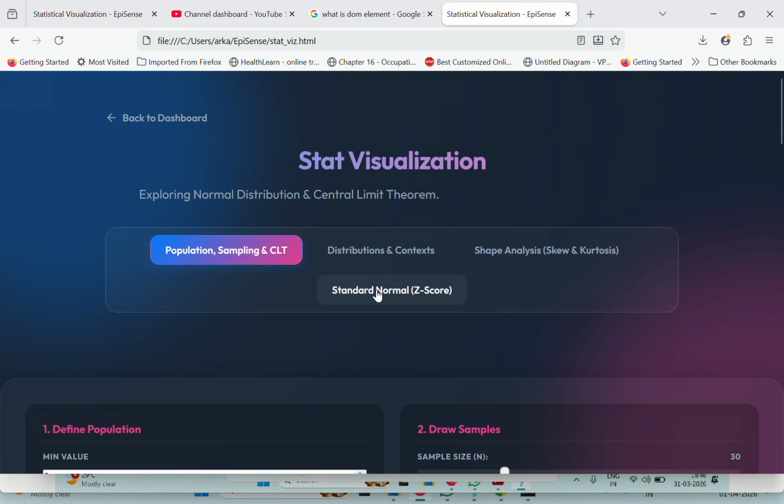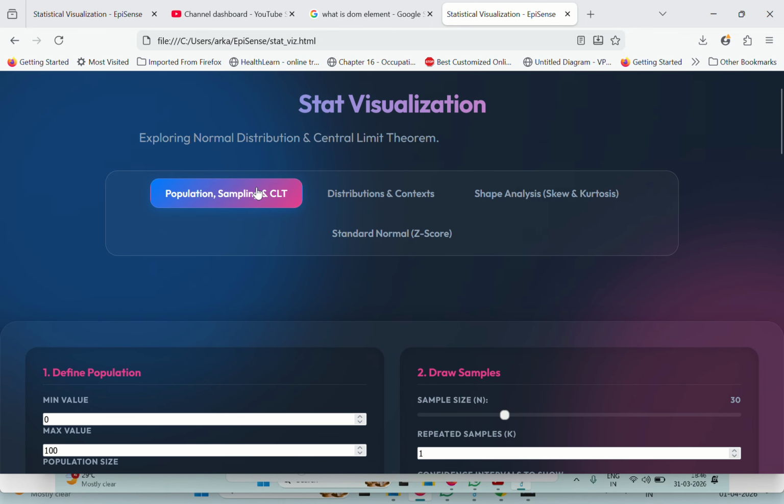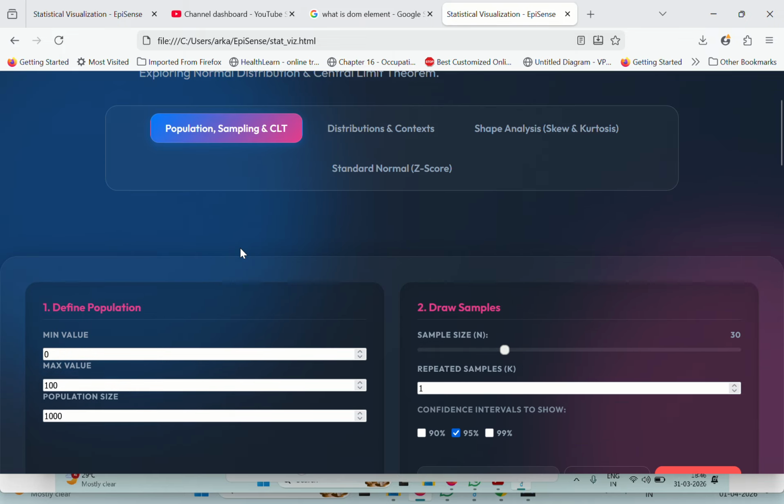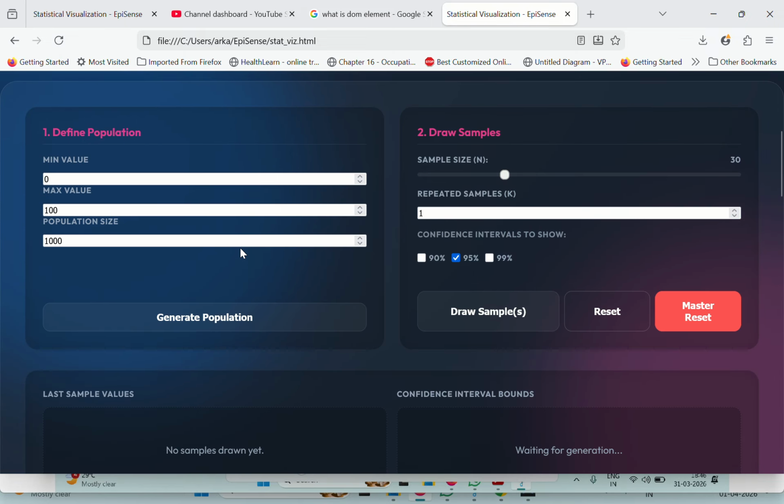In this particular statistical concept visualization module, we will be able to understand what is population, what is sampling, what is central limit theorem, then different types of distributions, different skewness, kurtosis, and a standard normal curve. So in the first submodule, that is population, sampling and central limit theorem.